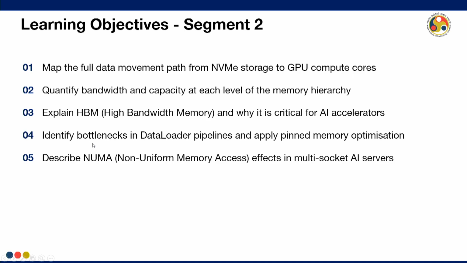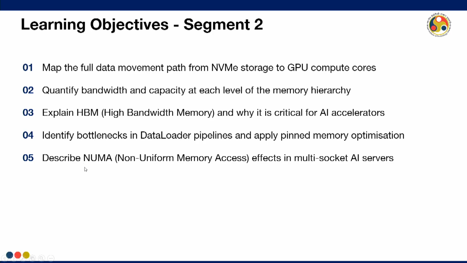We'll also identify the bottlenecks of DataLoader pipelines. DataLoader is one such library that we usually use while we load the data from the memory to the compute unit, and apply pinned memory optimization. So we will not go into the deep details of memory optimization from the code's point of view, but we will learn from the system point of view for this week, and in the subsequent lectures we'll see how to pin memory using the different coding methodologies and techniques that are available from different libraries.